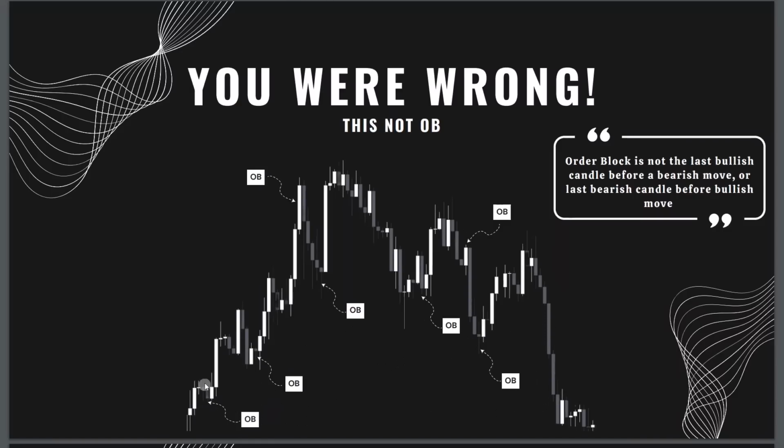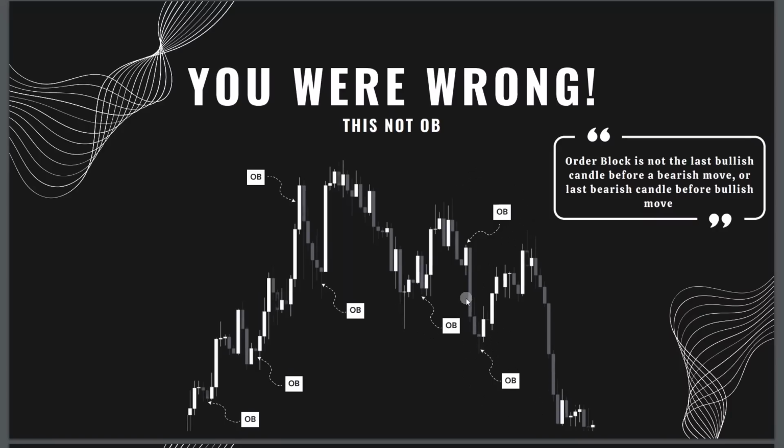But if we take a look at this, and we consider it as an order block, we can see that price comes here and doesn't respect this. The same thing here. This is the last bearish candle before a bullish move, and it's also not respected. Same thing here. It's not respected. Same thing here. Isn't this the last bullish candle before a bearish move? It was not respected. And it goes on and on for this and this and this.